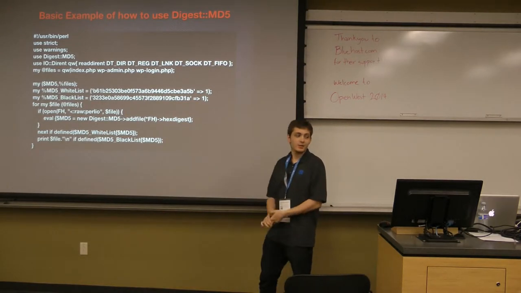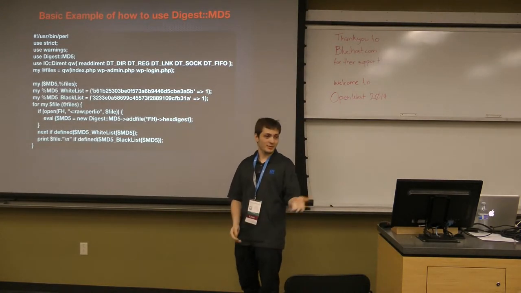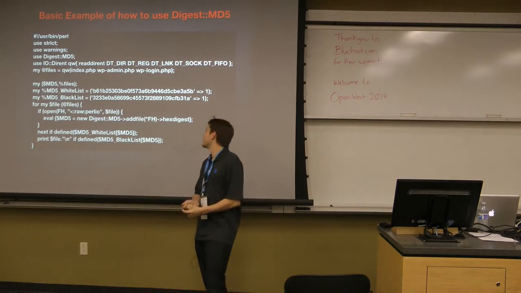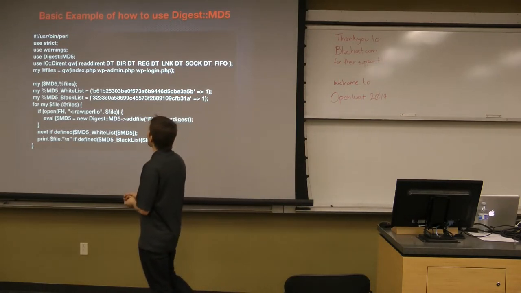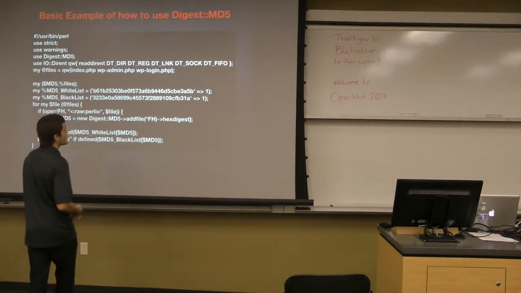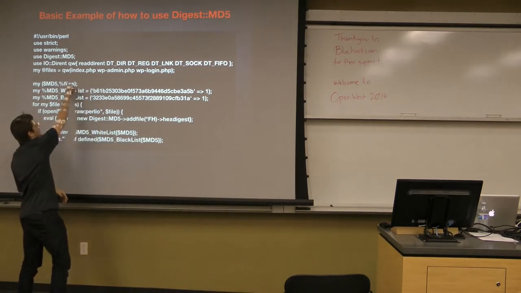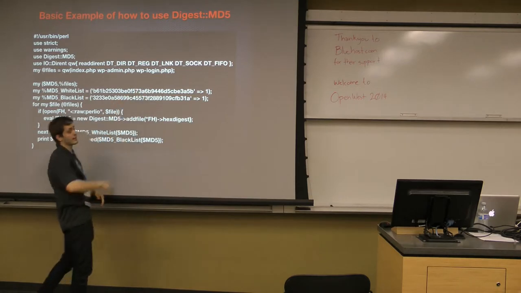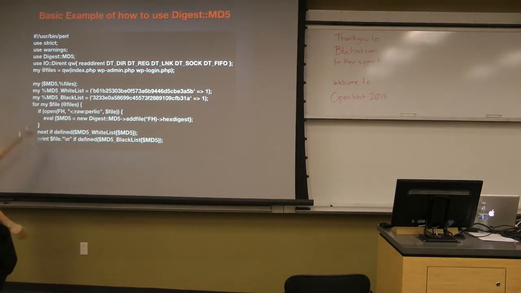Basic example of how to use Digest MD5. Here's your example. So once you've created your list of files, now this is just a very small array because I have to get a big screen. So then you're going to create your two lists here. I usually put them in configuration files, but this is so I can have it on one screen for you guys.